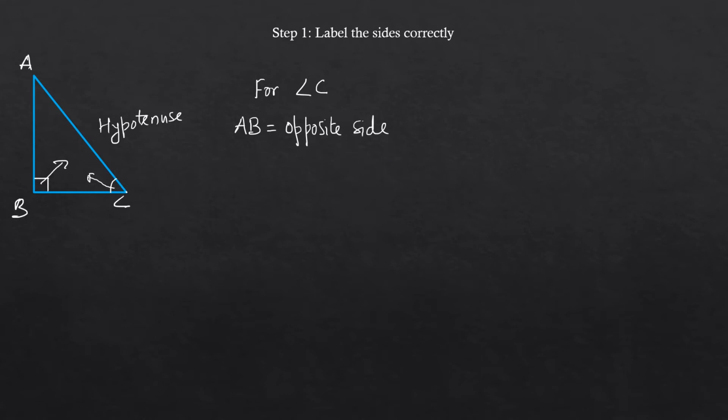Similarly, which one is your adjacent side for angle C? For angle C, the adjacent side is just beside you. So the adjacent side for angle C is BC. So BC is our adjacent side. I will use another color. I will use the green one for angle A. Now for angle A.